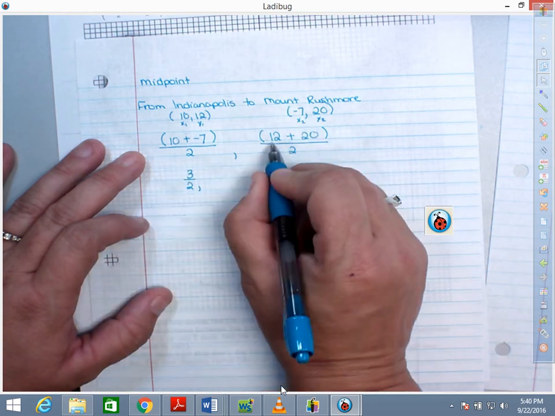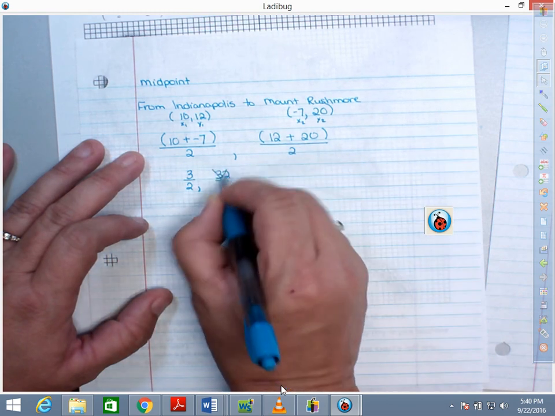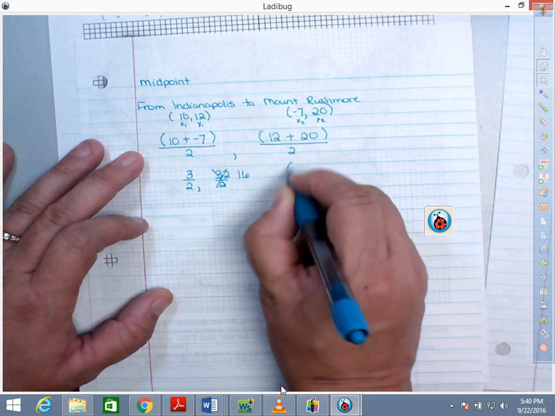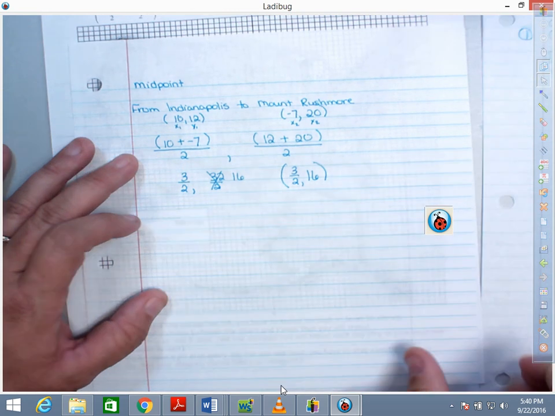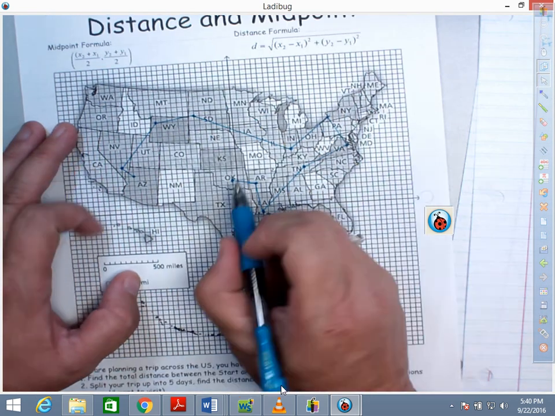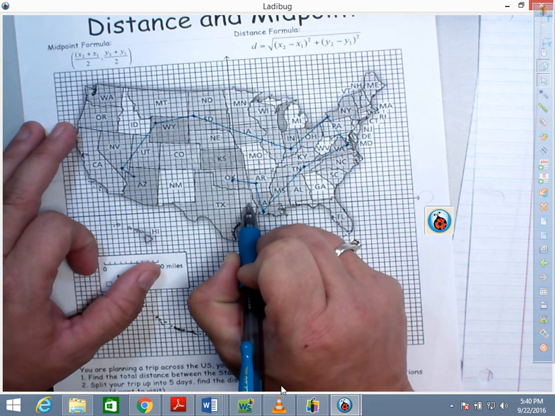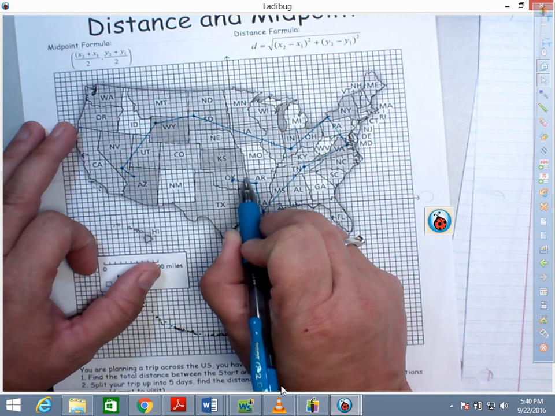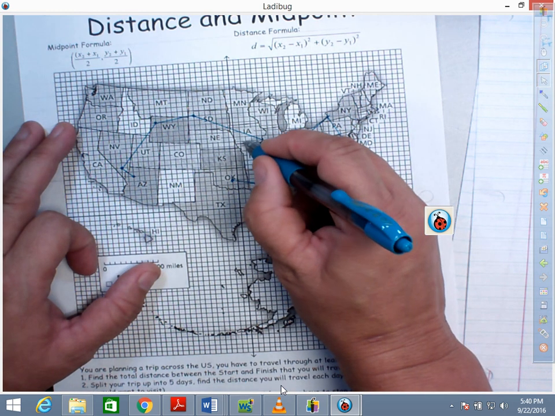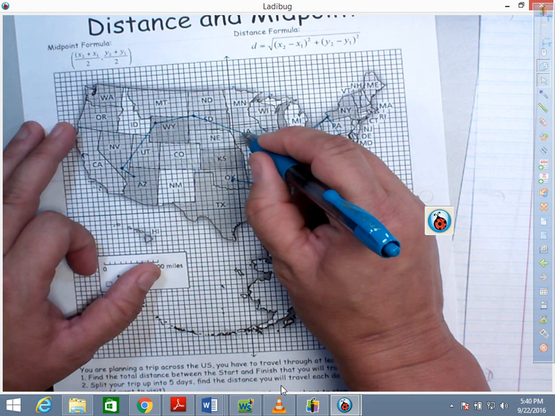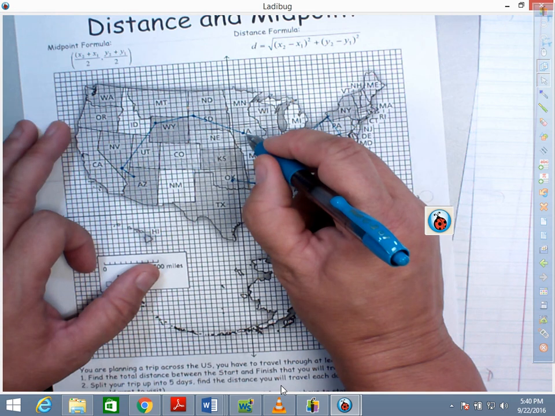and 32/2, which simplifies to 16. So my first stop is going to be (3/2, 16), which on my map, I would be able to find 3/2, which is 1.5, and then up 16. 1, 2, 3, 4, 5, 6, 7, 8, 9, 10, 11, 12, 13, 14, 15, 16, and it goes right there on my line. So that would be my midpoint stop right there in Iowa, somewhere right around Des Moines, Iowa, it looks like.